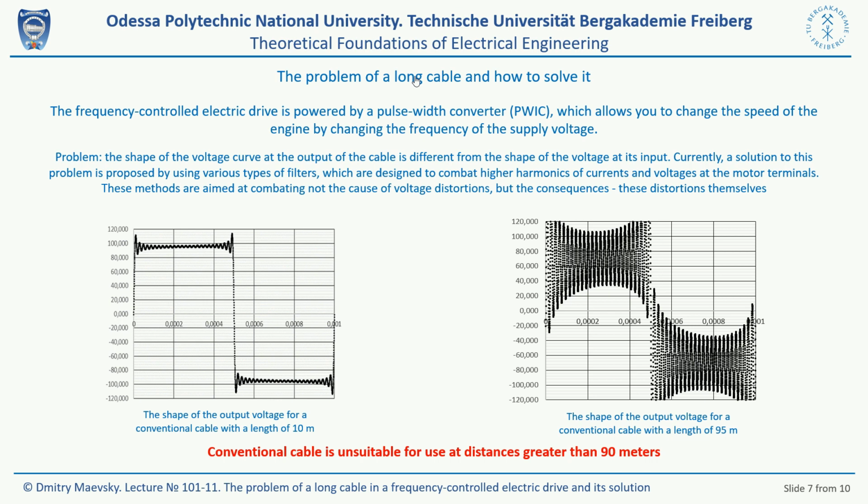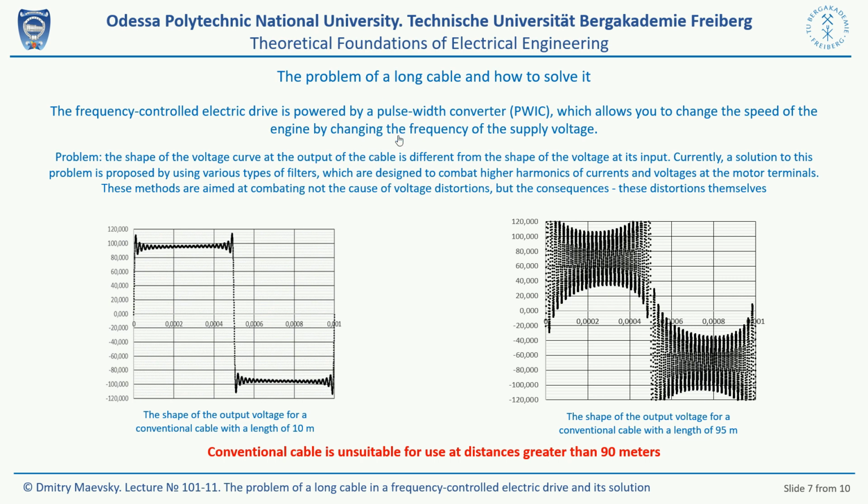And here we return to the topic of our lectures. Such a cable is, as we already know, a line with distributed parameters. And lines with distributed parameters most often distort the waveform.